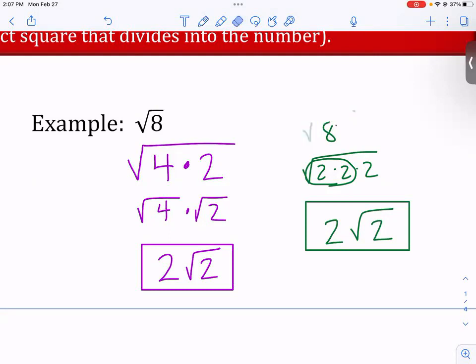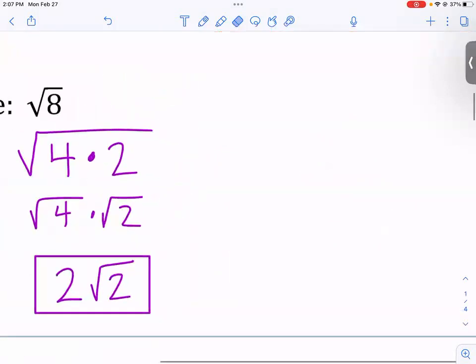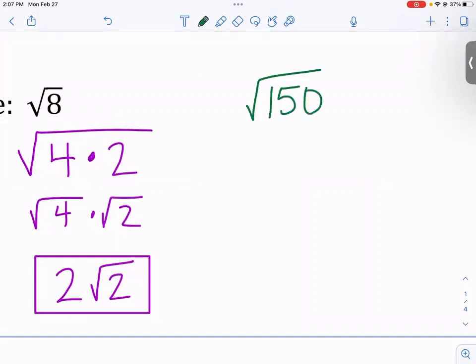So like, let me think of a number that's not over here. Okay. So like, what about the square root of 150? Can you think of a perfect square that divides into 150? 12.24744. I don't need that. Tyler, how do you do that?